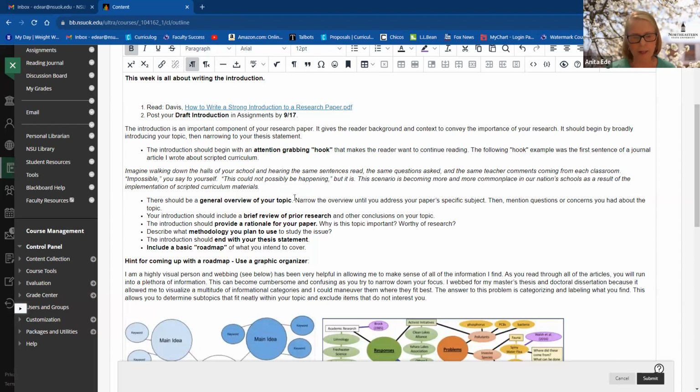Just brief, okay? You're going to provide a rationale. Why are you even writing this? Why do you care about this topic? What's important about it? All right.